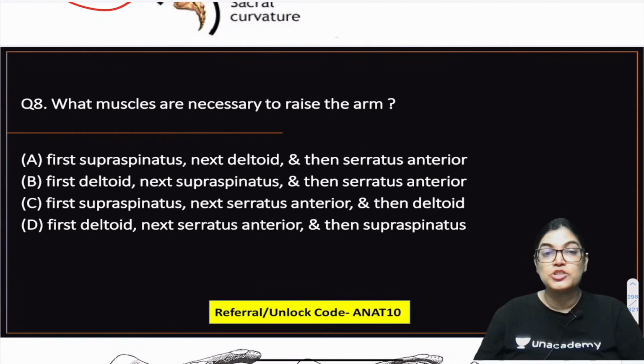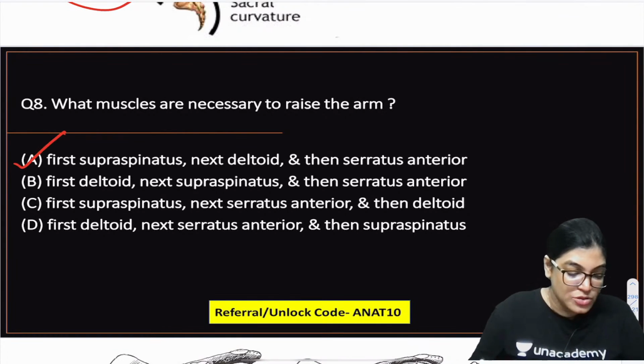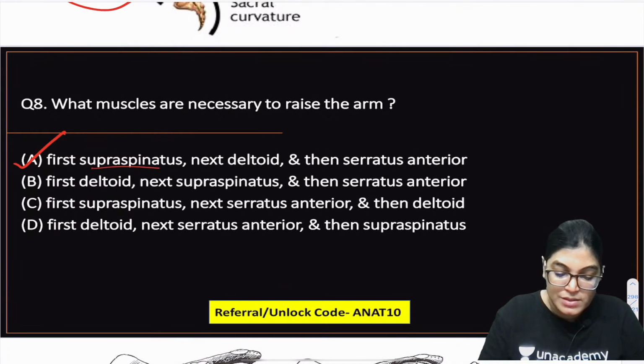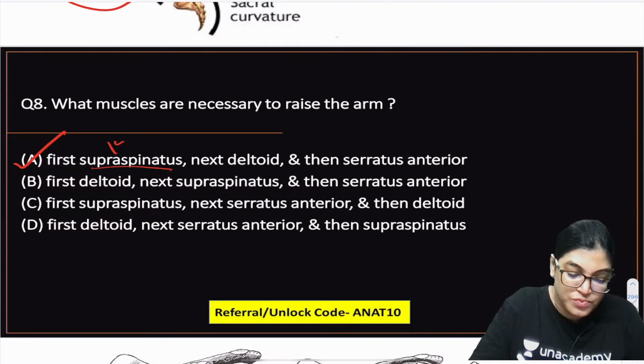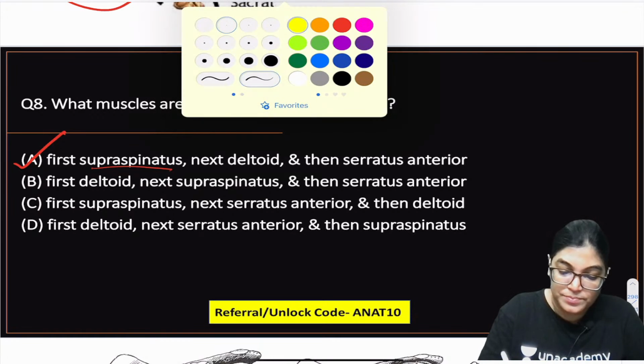First, initiation of raise the arm means abduction movement. Actually, yeah, the correct answer will be A. So here what happens if we talk about initiating? Supraspinatus is causing initiation of abduction. It causes the first 15 degree of abduction.